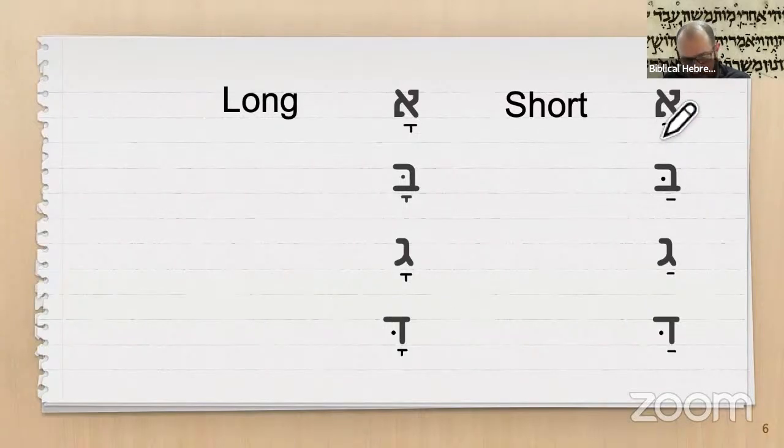We're going to start with only this vowel today. We're going to learn only the kametz gadol and the patah. All right, this is short, and this is long. Ba. You can repeat after me. Bet is ba, gimel is ga, dalet is da. So it's a bunch of lines and dots.